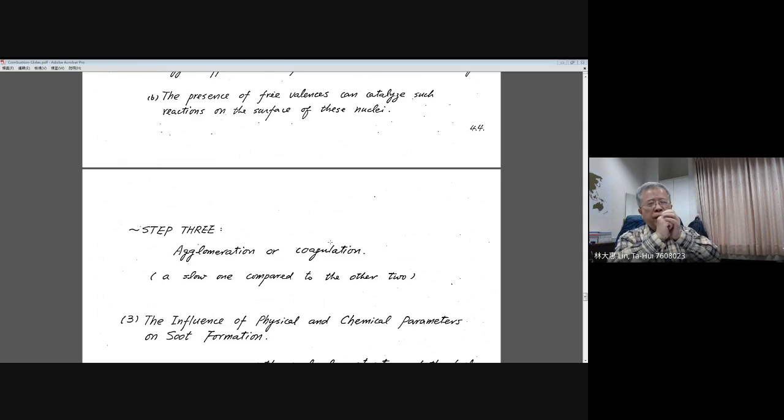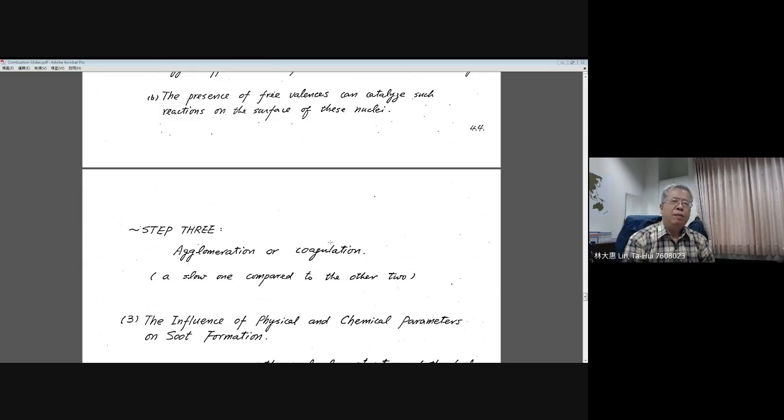Especially important for the downstream, for example, I mentioned the downstream of your jet diffusion flame, because you push all the particles upward, and in the downstream of your jet flame the velocity becomes lower, and they will have a chance to interact and meet together and have some agglomeration and coagulation. Then this means that your particles become larger and larger.